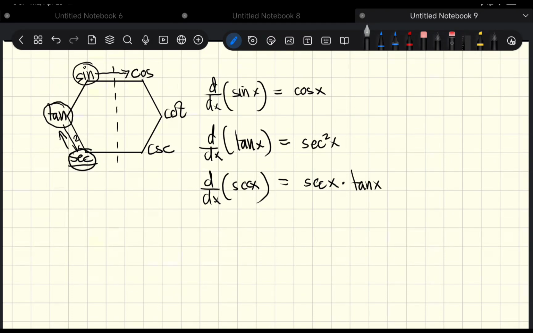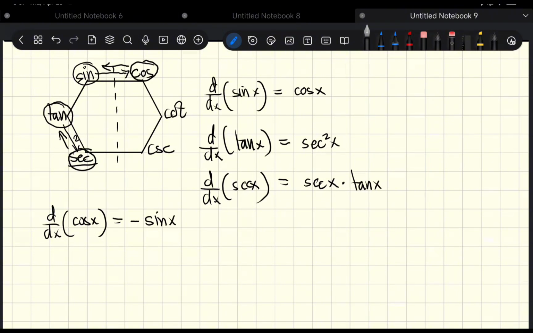Now let's go to the right side. The rules are the same, but we add a negative sign here. Example, the derivative of cosine x is equal to, since cosine is at the top here, we move horizontally here. But we first add negative. So that is negative sine x.